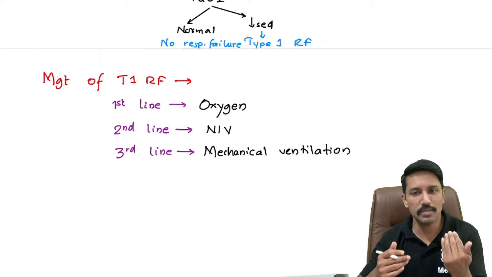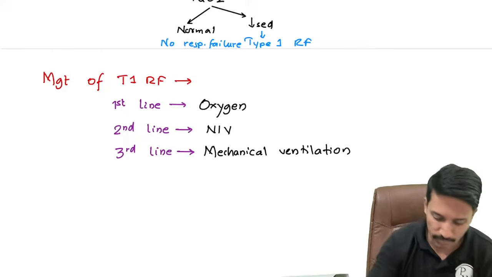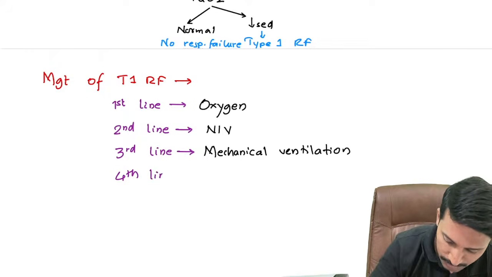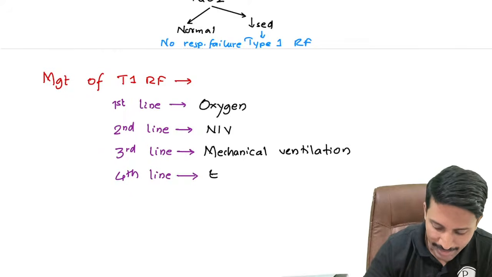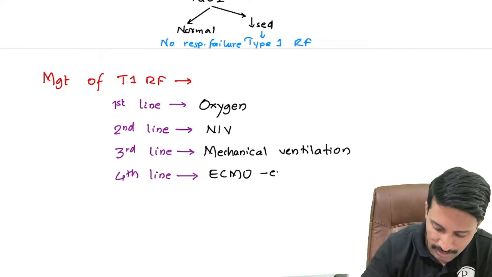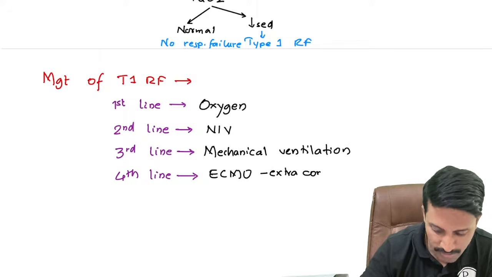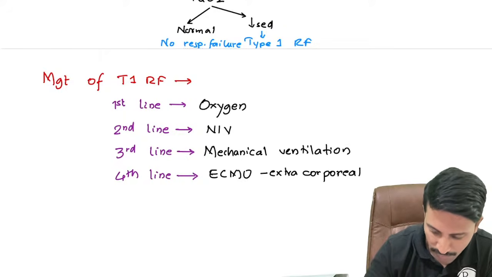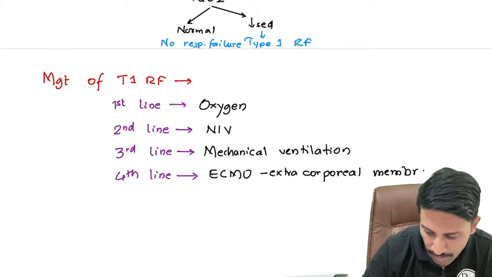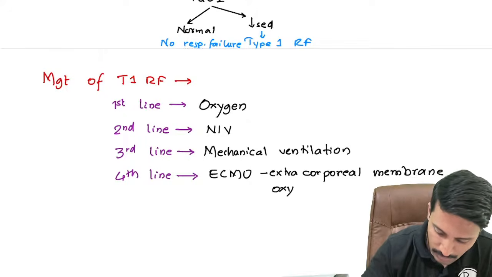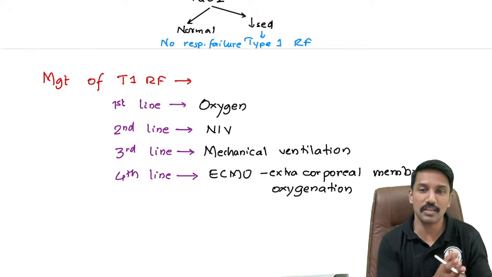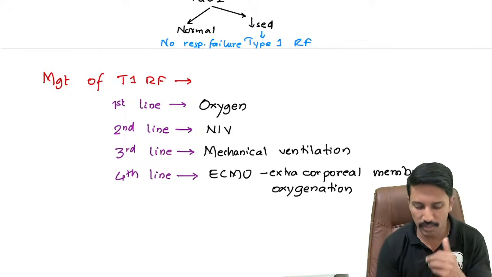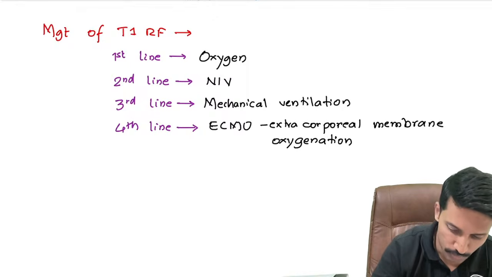In that case, I have to bypass the lungs and put the oxygen directly into blood. That will be my fourth line management. And what do we call it when we put oxygen directly into blood? We will call it as ECMO. ECMO stands for extracorporeal. Extra means outside. Corpus means body, right? Extracorporeal membrane oxygenation. Means instead of using the lung for putting the oxygen into the body, we are using an external device to put the oxygen directly into the blood. We will call it as ECMO. This is my management of type 1 respiratory failure.